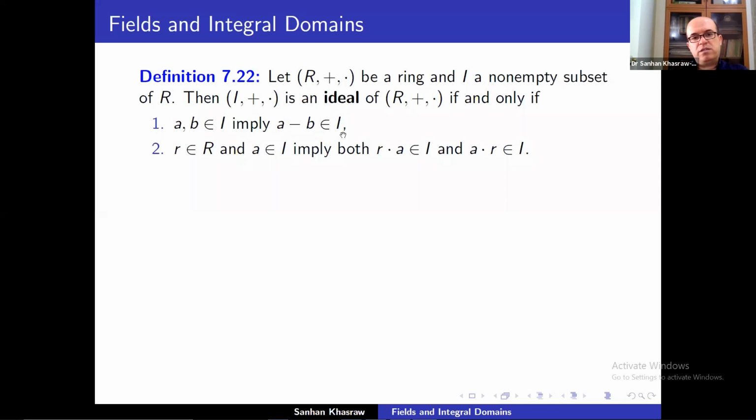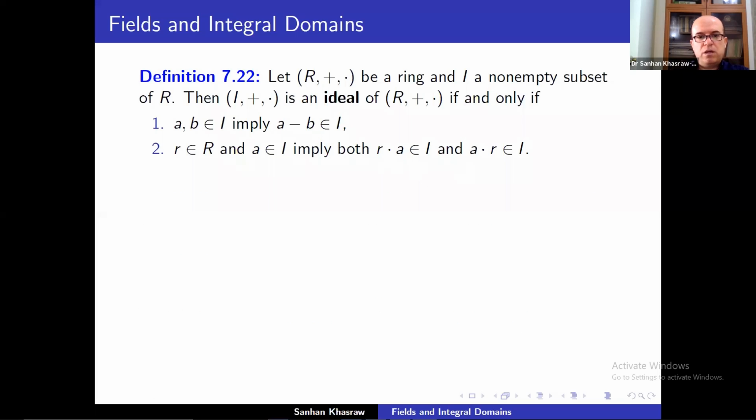The second condition is I should be closed under the multiplication of elements from R and elements from itself. So if I take any r from R and any a from I, then their products, r times a and a times r, should belong to I. Why r times a and a times r? Because our ring is not necessarily commutative. So if R is commutative, we only need to check one of them, because r times a equals a times r in this case.